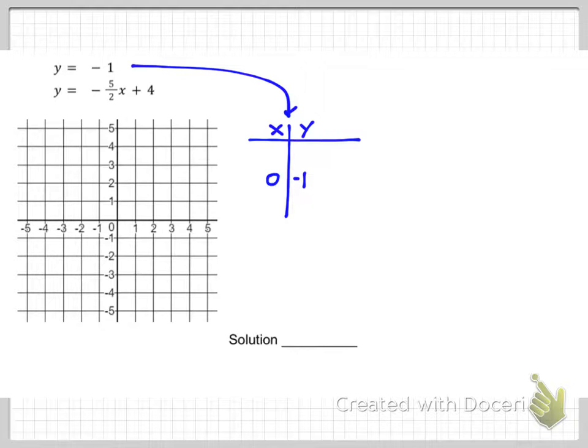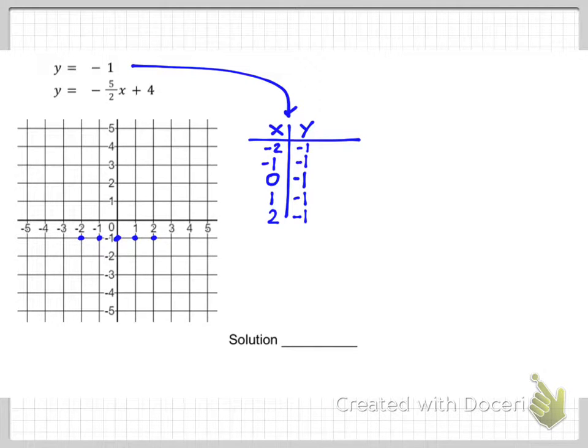If there's nowhere to plug an x in, you don't plug in any x. You just look at what y is equal to. What if I plug in 1? Well, there's nowhere to plug it in, so y is -1. What if I plug in, no, y is -1. So our y value is -1 for all of those. Let's plot those points, and you see what happens. We end up with a horizontal line.